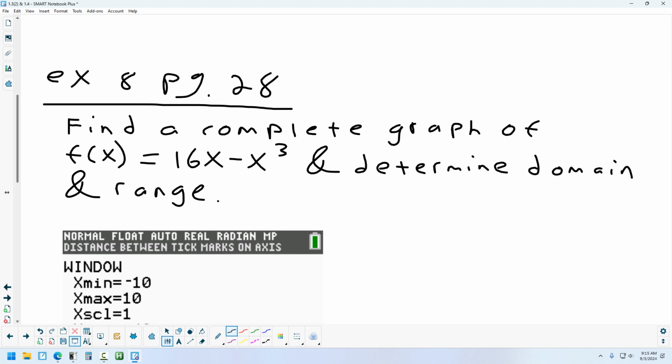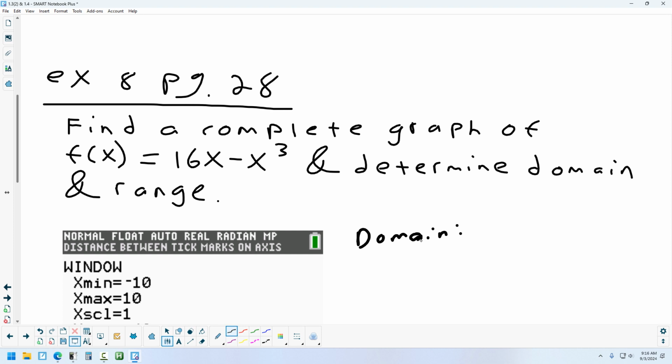Does that function have any fractions in it with variables in the bottom? No. Does it have any square roots in it? What do you think? Megan, what do you think? Any square roots in that one? No. So what do you think the domain is then? Well, Clover, what do you think the domain is?